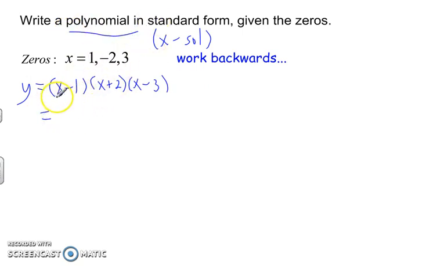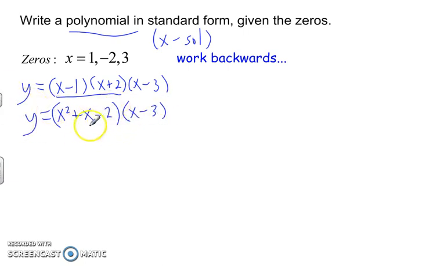So this is FOILed, maybe these two. We get x squared minus x plus 2x, which would be plus x minus 2, times x minus 3. And now we have to distribute every term here to there. So we'll distribute the x's. So we get x cubed minus 3x squared. We distribute this x times that, so that'd be plus x squared.